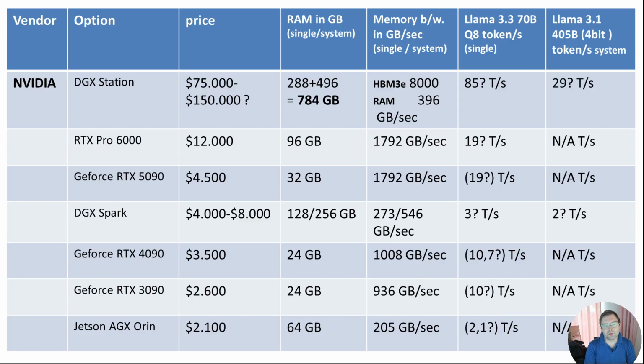RTX Pro 6000 is a very solid choice with a lot of RAM, especially if you intend to cluster it. And it will come in easily at roughly 19 tokens per second with this 1792 gigabytes per second of bandwidth. GeForce RTX 5090 is the consumer's choice if they want to run, and sometimes also smaller companies, businesses will use it to run large language models. Again, you would need to cluster several of these.